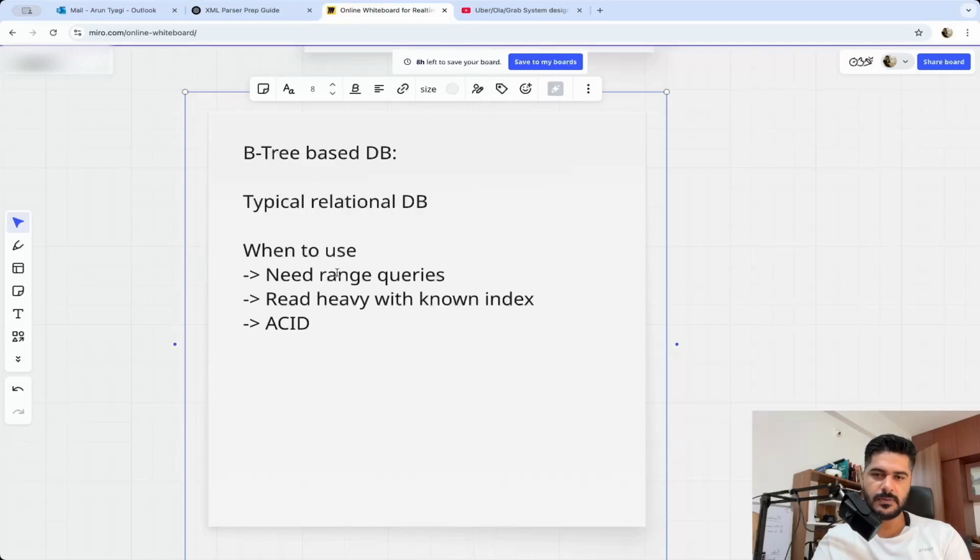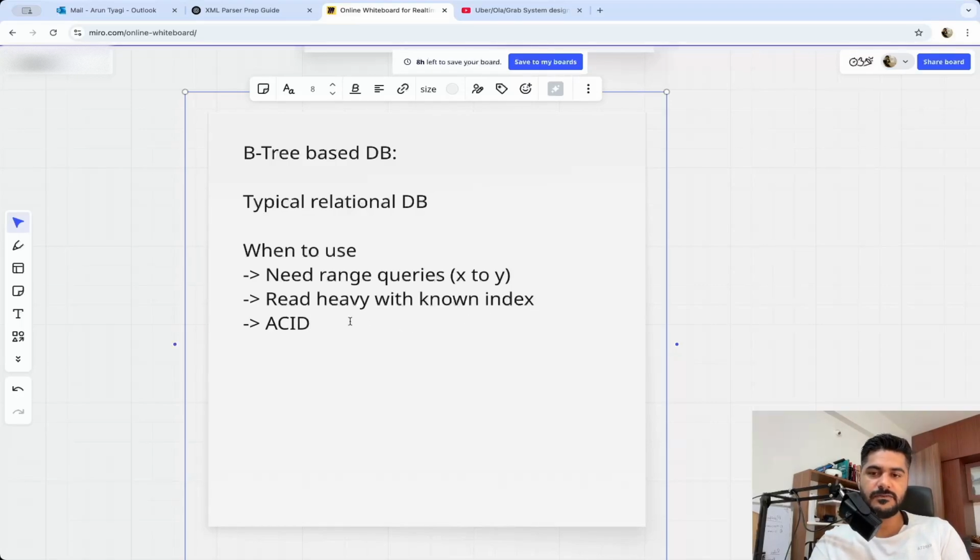When to use it, that much we always need to have in our subconscious mind. If we need something like a range query, that on a given column you need values from x to y, all the rows where x to y is there. So that is one kind of query. If your system is read heavy on a known index, then also it makes sense to be on this side. That is where the tree will be able to give you data very fast.